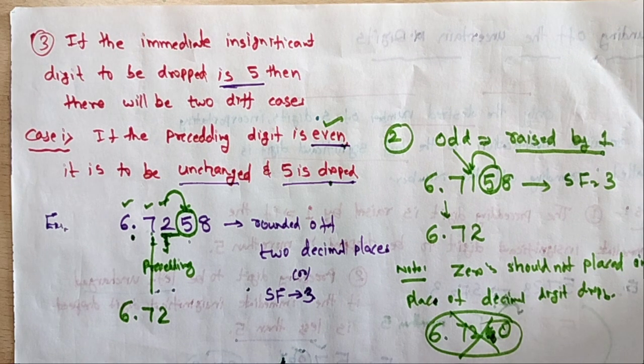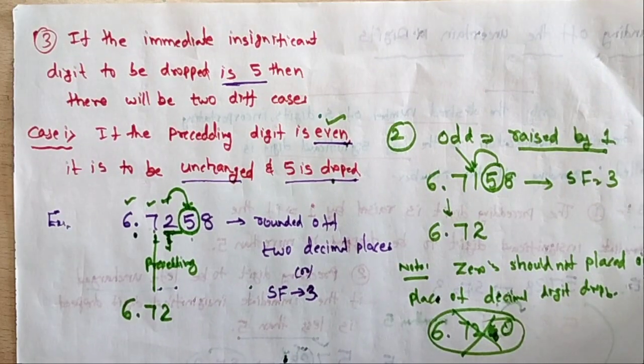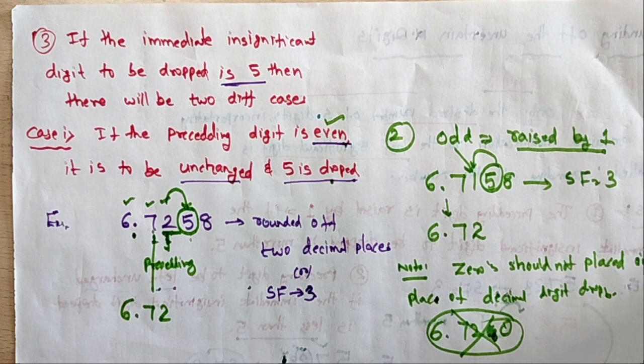So these are rounding numbers, especially 3 cases and 3 rules. If you take any one, you can calculate significant figures and rounding numbers using a number of problems.